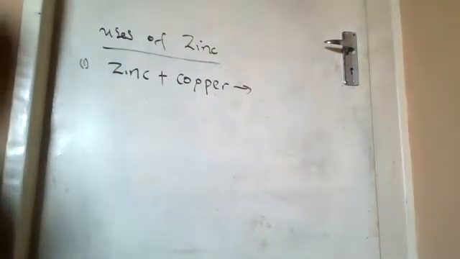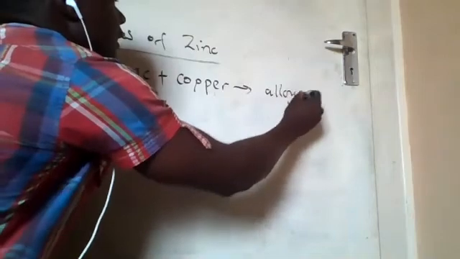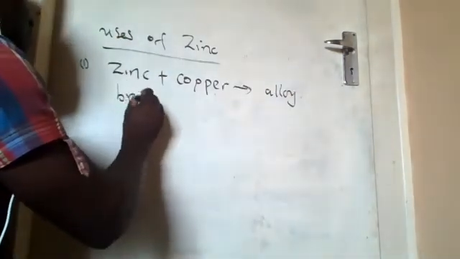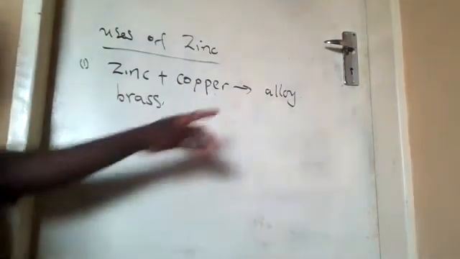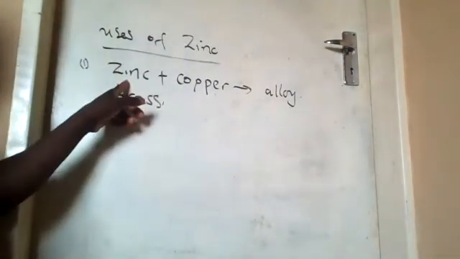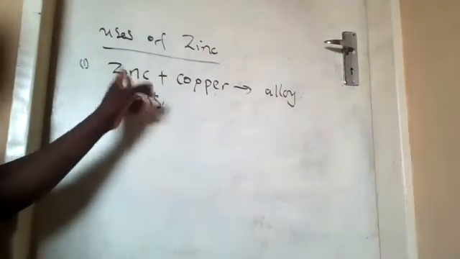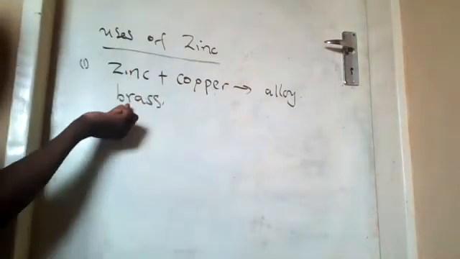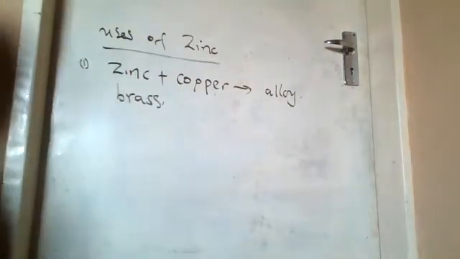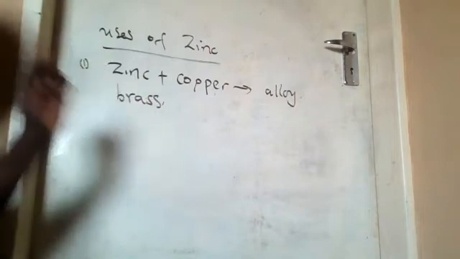They combine zinc and copper to form an alloy, and the name of this alloy is called brass. So brass is an alloy made by the combination of zinc and copper. They make brass so that the properties of zinc and the properties of copper are combined together in one item. So that's the first use: zinc is used in making of brass.